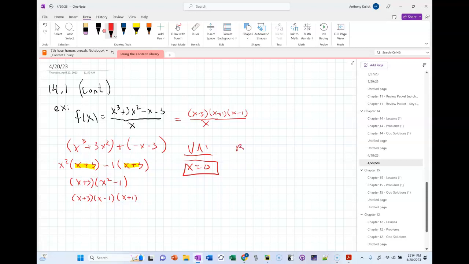What about the removable discontinuities? It's not setting the numerator equal to 0. That's the zeros. So those would be (-3, 0), (-1, 0), and then (1, 0).